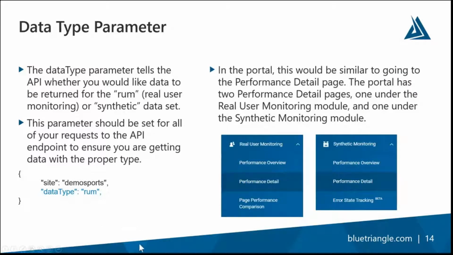All right, the next thing we'll go through is the data type. This one is pretty straightforward. It is going to be RUM or synthetic. If you're looking in Blue Triangle, this would be like, do I want to look at data in the real user monitoring section or the synthetic monitoring section? And what we're doing over here is building this JSON as we go. So we have our site, demo sports, and our data type, RUM.